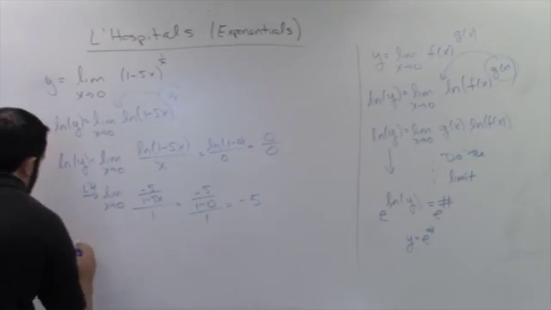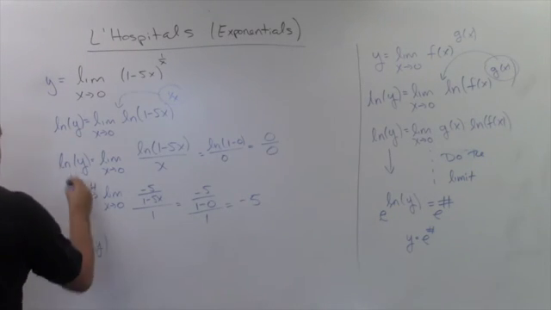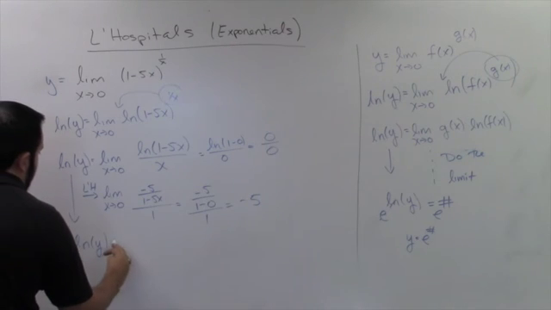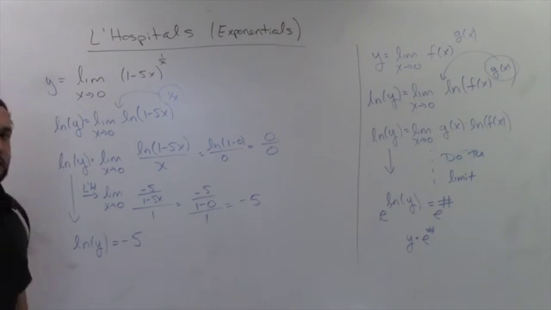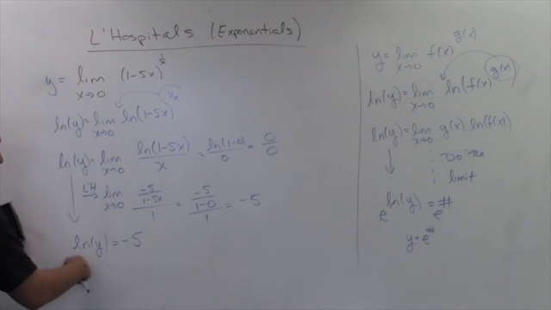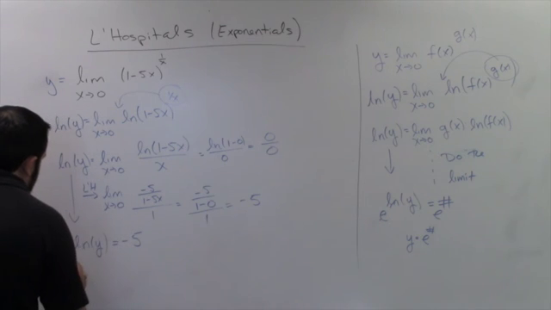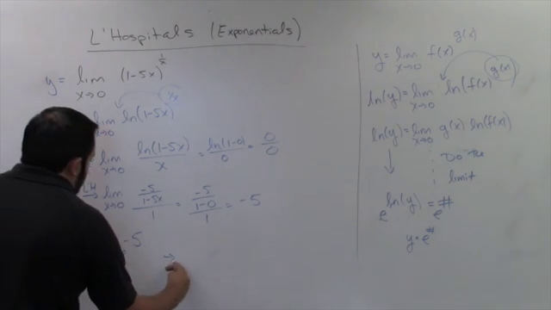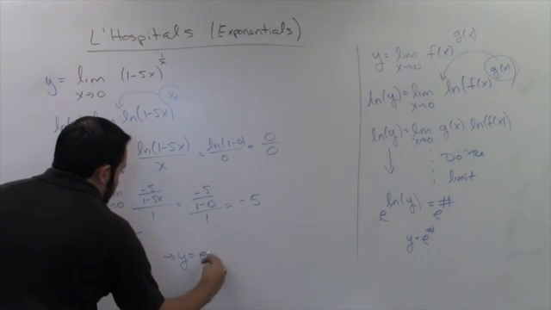But remember, the natural log of y, the natural log of what you were originally looking for, is negative 5. Therefore, to find out what that limit is, to find out what y is, you simply e both sides. And so when I e both sides, your final answer, y, which was your limit, is e to the negative 5.